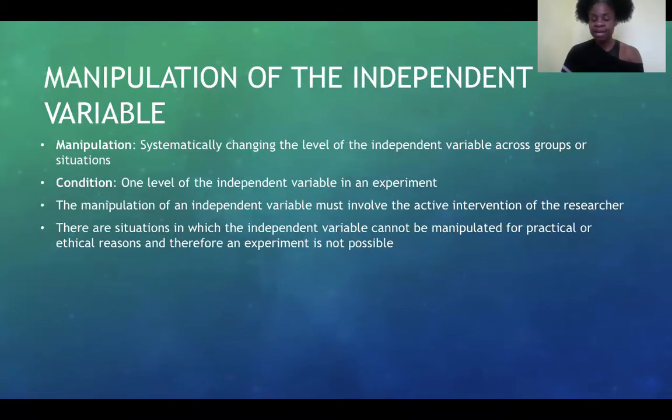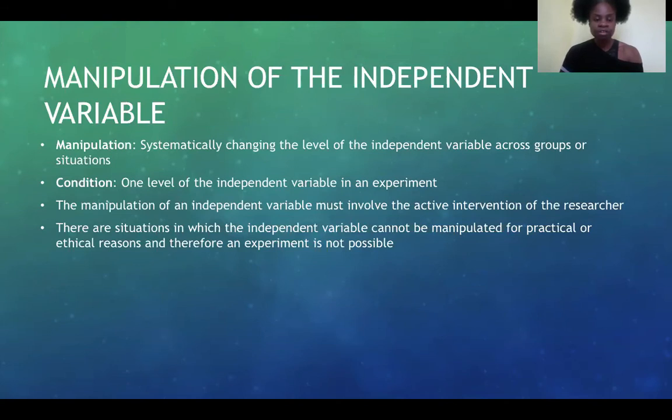Manipulation of the independent variable, okay? To manipulate an independent variable means to change its level systematically so that different groups of participants are exposed to different levels of that variable, or the same group of participants is exposed to different levels at different times. The different levels of the independent variable are referred to as conditions, and researchers often give the conditions short descriptive names to make it easy to talk and to write about.